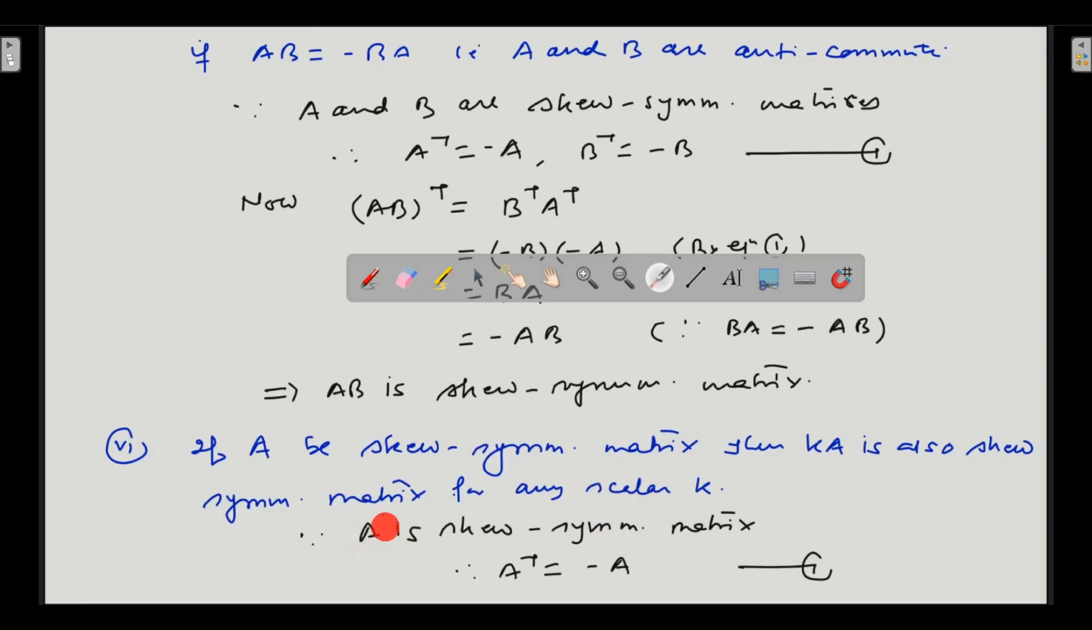So how to prove this? Let us prove this. In order to prove this, let A be a skew symmetric matrix. Now A is skew symmetric, so A transpose will be equal to minus A. Let us assume this is equation number 1, where A transpose is equal to minus A. This is by definition of skew symmetric matrices.